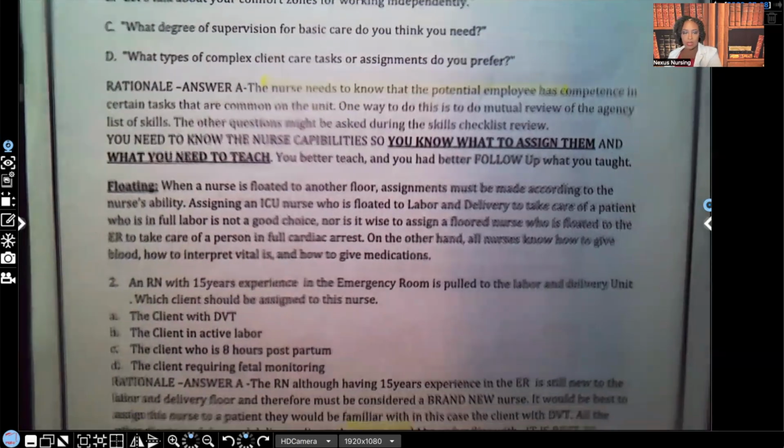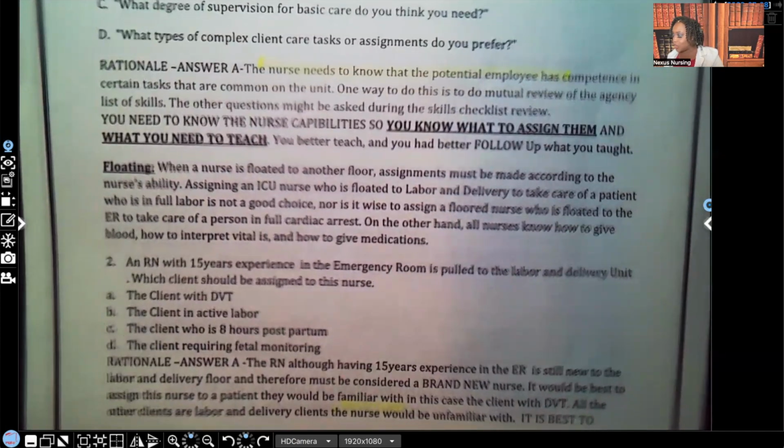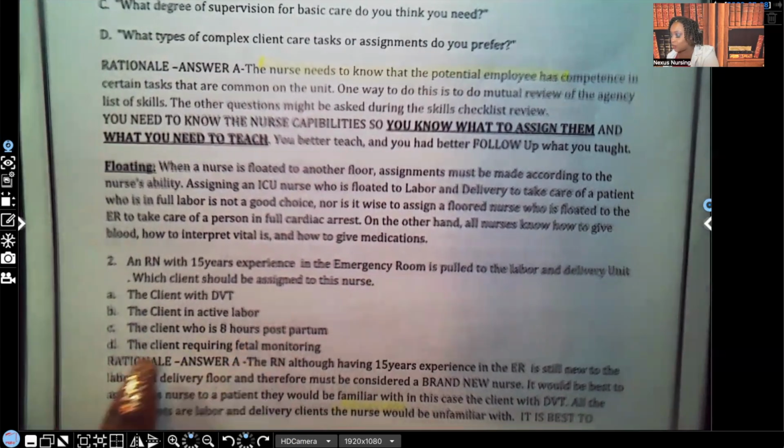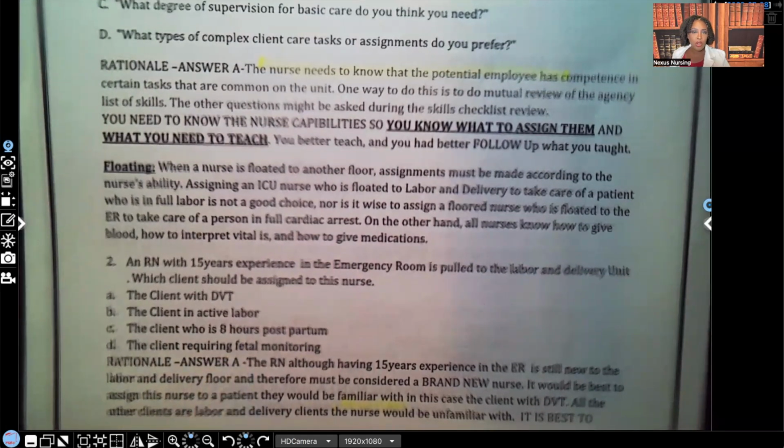So let's look at this question. It says an RN with 15 years experience in the ER is pulled to the labor and delivery unit. Which client should be assigned to the nurse? A, client with DVT. B, client in active labor. C, client who's 8 hours postpartum. Or D, the client requiring fetal monitoring. Well, this nurse was working in the ER for 15 years. So who are we going to link them up with?